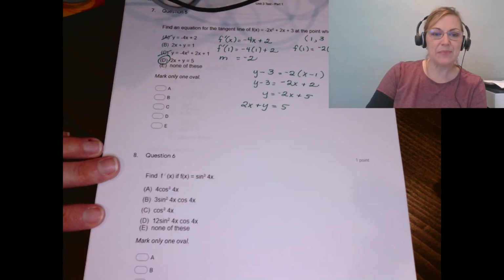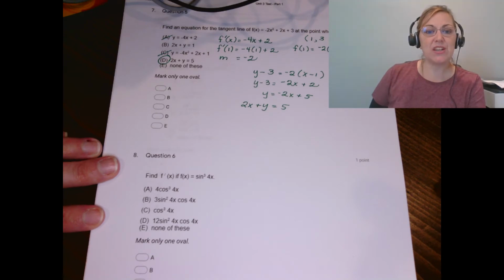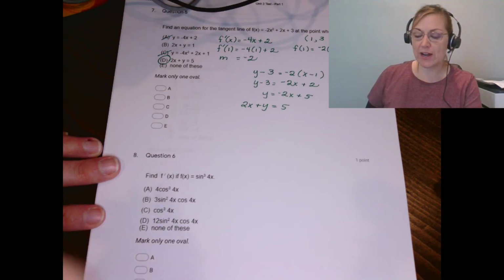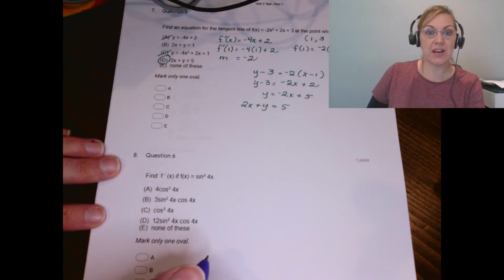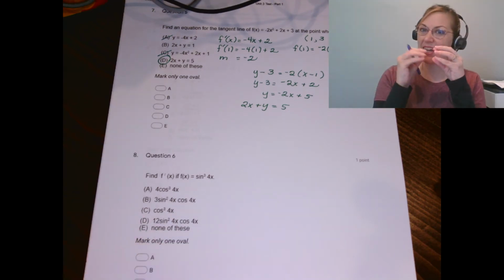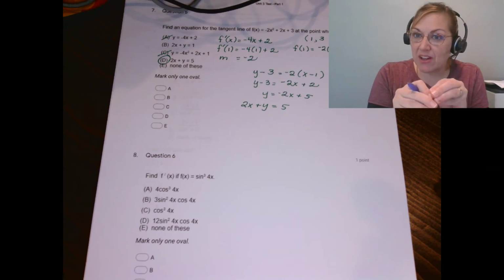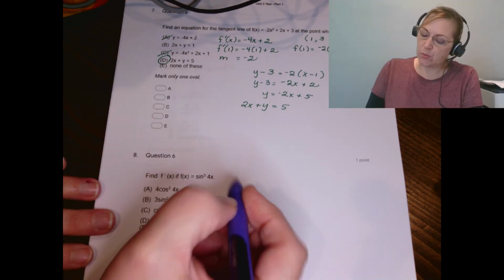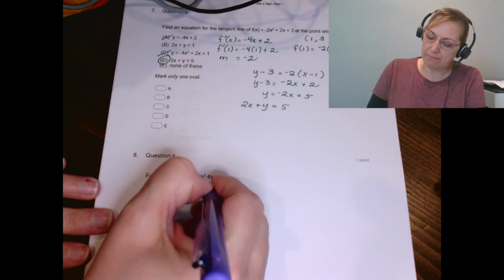Number 6, we are looking for the derivative of the sine cubed of 4x. So we are taking a chain rule. We've got 3 chains going on here. We've got something cubed, then we've got sine of something, then we've got 4x. So we're going to take the derivative one step at a time.